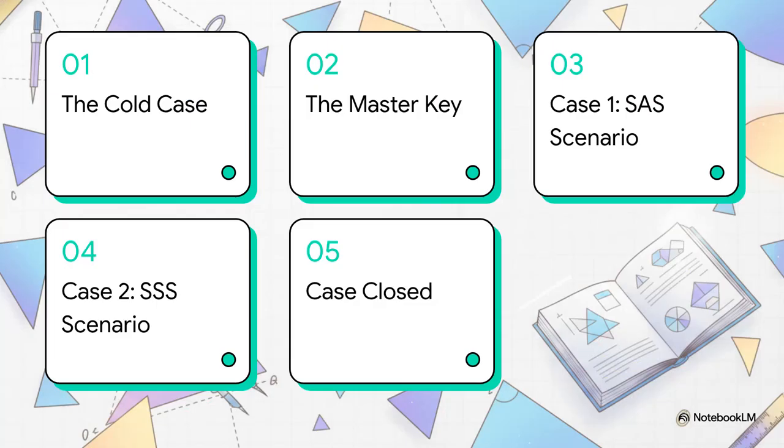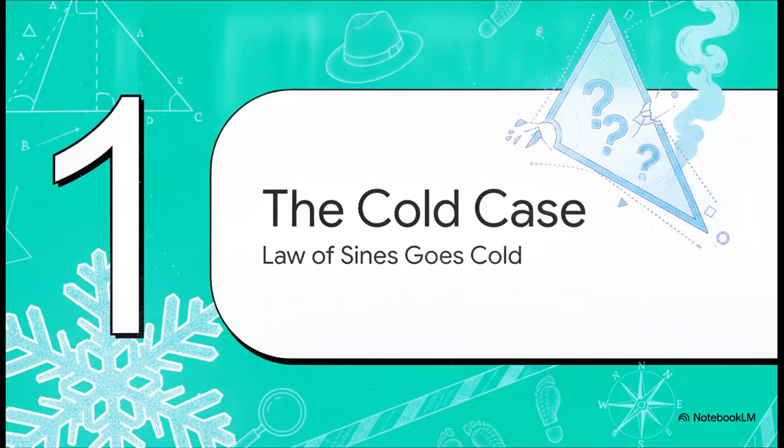So, to solve this little mystery, here's our roadmap for today. First, the cold case. Second, the master key. Third, case 1, the SAS scenario. Fourth, case 2, the SSS scenario. And finally, case closed. Let's start with part 1, the cold case.